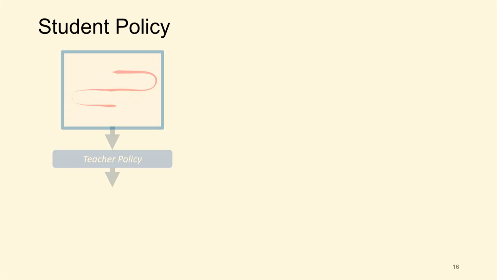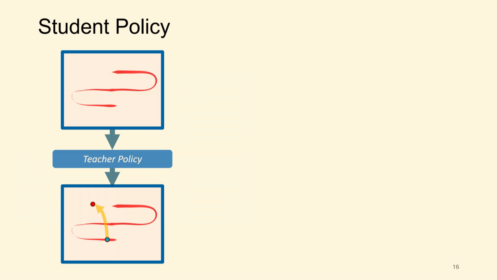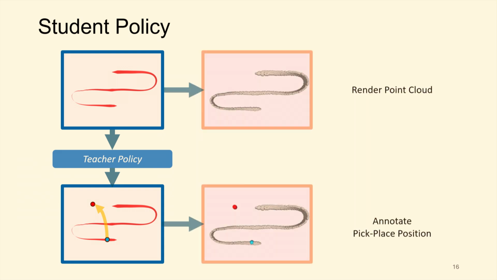We train this strategy in the simulation using PPO, and this gives us a teacher policy. But this policy cannot directly apply to a real robot because it uses privileged information. Therefore, we collect multiple rollouts from this teacher policy, rendering the point cloud in simulation and annotate it with pick and place positions. And then we train a student policy using imitation learning.